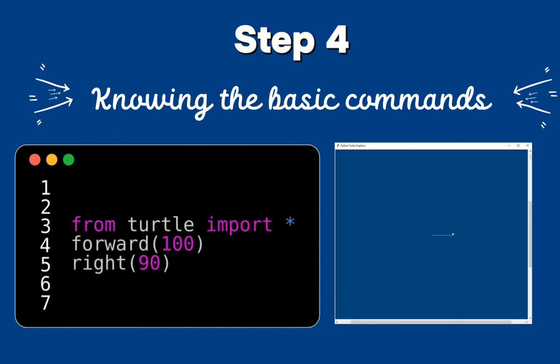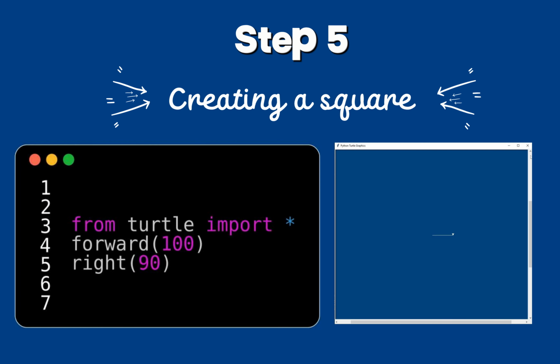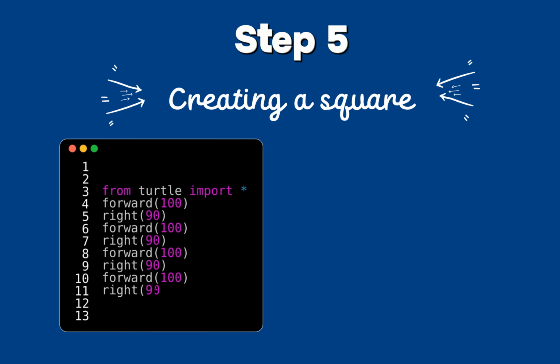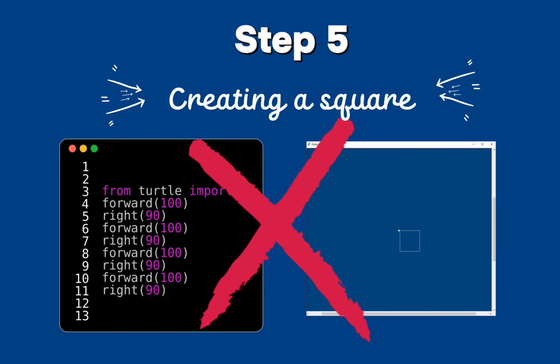Now using these commands, let's try to create a square. If we type forward 100, right 90, we get one edge of the square. Thus, if we type this 4 times, we will get a square. But this is not the correct way to do so.